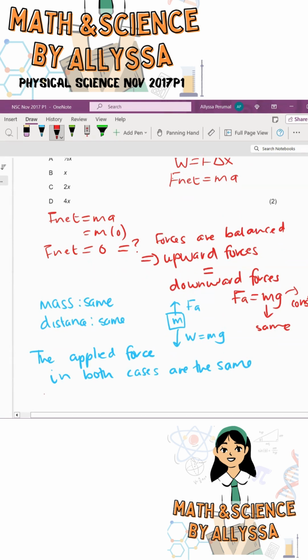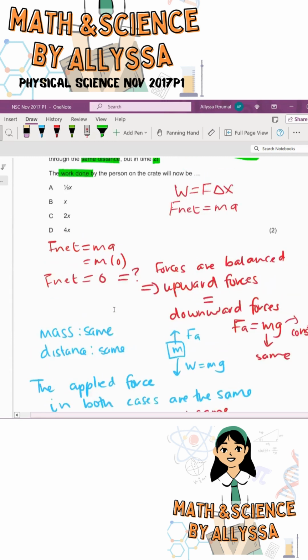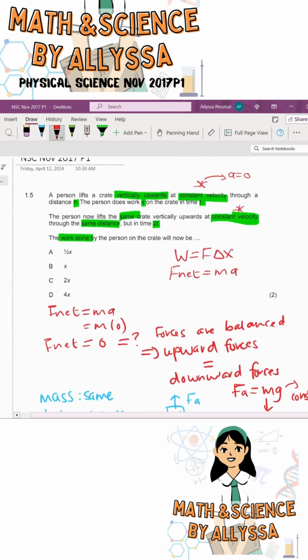Going back to the first equation we put down, we said that work done is equal to F delta x. This F here is the applied force that we are looking at. We're looking at the work done to lift the object. So if the applied force is the same and the distance traveled is also the same, it means that the work that is being done is also the same in both cases. So going back to the question, they told us that the work done in the first instance is x. So that means that the work done in the second instance is also x.